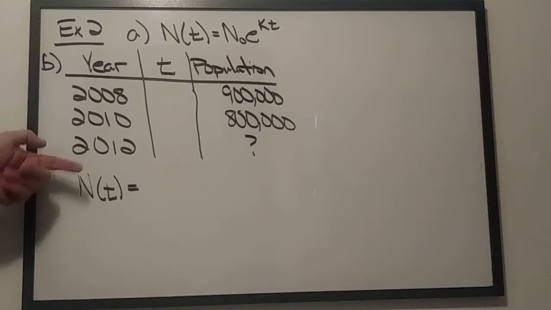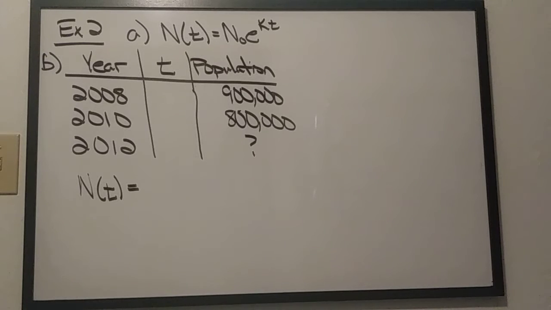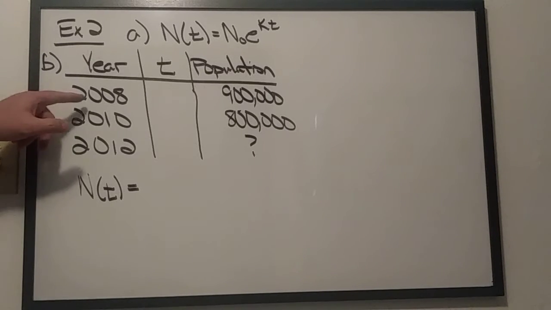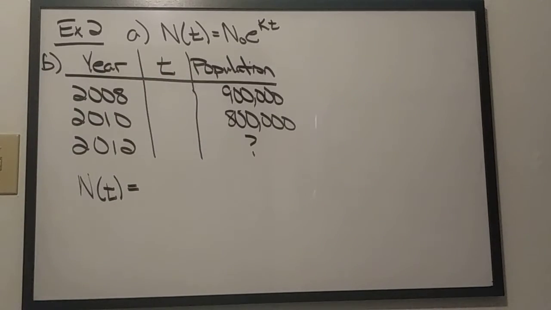Now, you'll notice on the board what I've done is I've created a table for the information that they provided. So we have year of 2008, population of 900,000, 2010, 800,000, and then they ask us, what's the population in year 2012? So I put a question mark in the population spot.